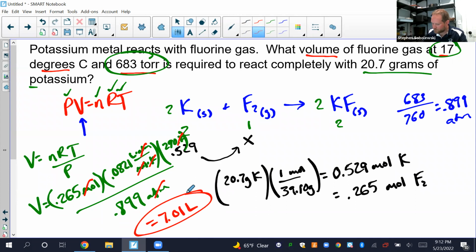There we go. And by the way, why do I use 3 sig figs when it gave me 17 degrees? Doesn't that limit me to 2? No, because notice I never plugged 17 in. I plugged in the Kelvin version of that, 290 point. And that's in fact why I put that point there, because that's a whole number rounded to the ones place. Okay, next problem.